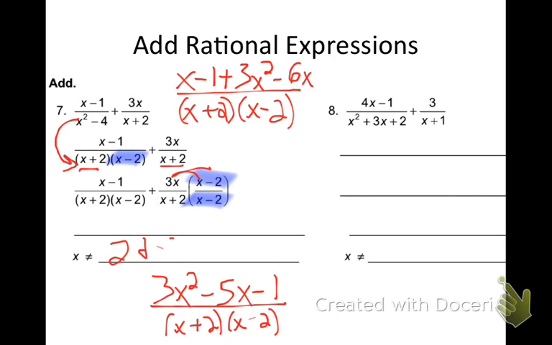2 and negative 2. And there's your answer. Alright? So again, the biggest thing is you have to find what is the other fraction missing that you have to multiply by. Okay? Let's try number 8.